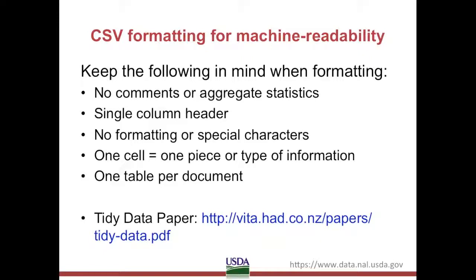As I've mentioned several times now, creating a CSV document is one method of manually creating a data dictionary that would also be machine readable. A CSV document should be formatted as follows, and I'll show a visual of what this will look like in a minute. There should be no comments or aggregate statistics embedded anywhere in the document. There should be a single column header. The first row of the first file should contain the column names corresponding to the information contained in each column.